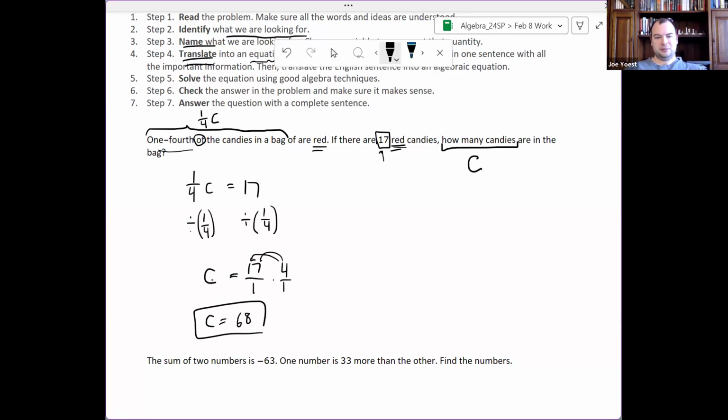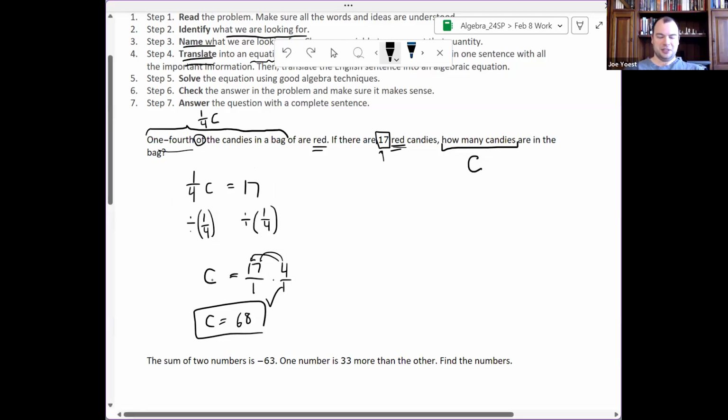So I've checked against the context of the word problem that this actually makes sense, and it does. Again, if I was just solving an equation, if I just gave you 1/4 C equals 17 and said solve this for C, if you ended up with 17/4, that could very well be a good answer to just some equation. But the context can be really helpful.